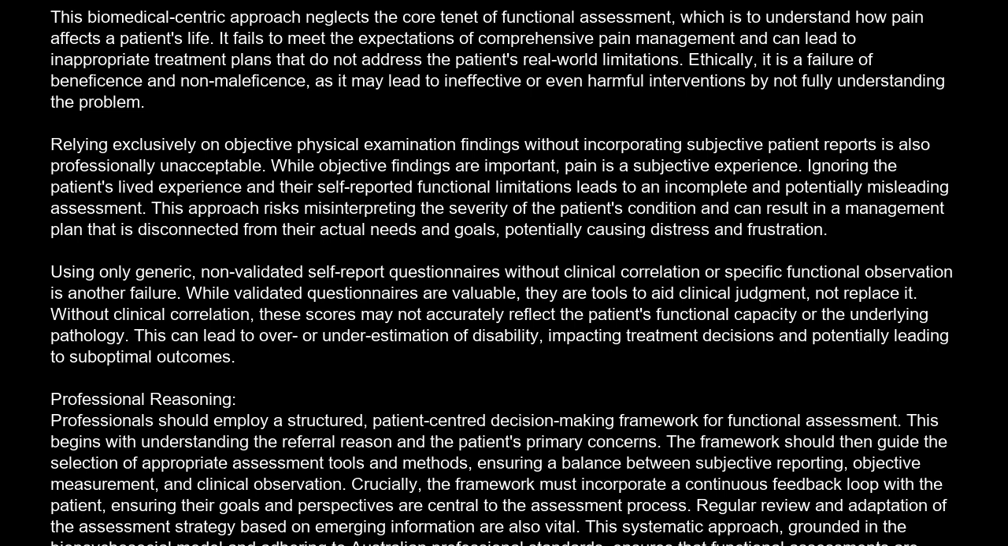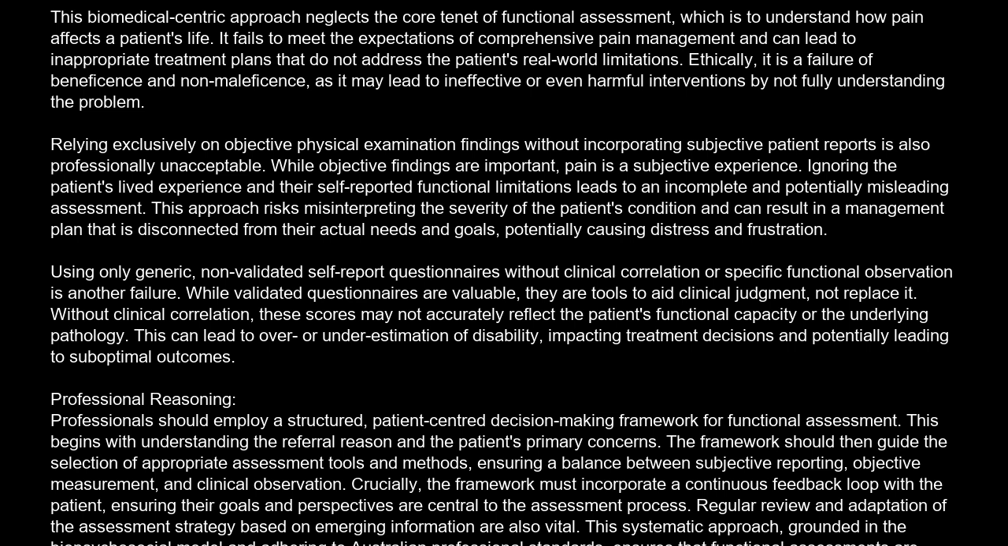Professional reasoning. Professionals should employ a structured, patient-centered decision-making framework for functional assessment. This begins with understanding the referral reason and the patient's primary concerns. The framework should then guide the selection of appropriate assessment tools and methods, ensuring a balance between subjective reporting, objective measurement, and clinical observation. Crucially, the framework must incorporate a continuous feedback loop with the patient, ensuring their goals and perspectives are central to the assessment process.